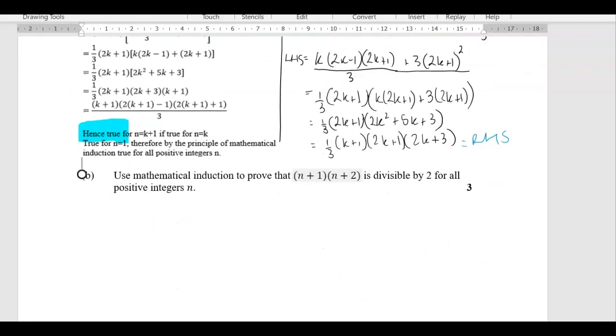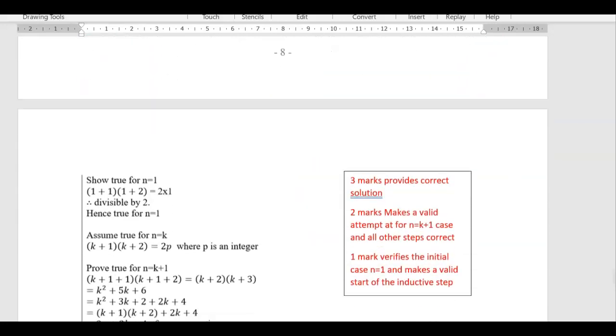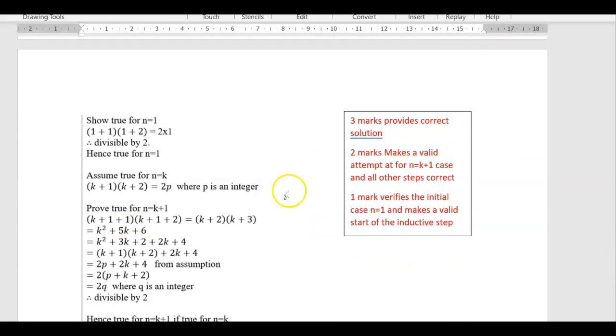The second one, we were using induction to prove that n plus 1, n plus 2 is divisible by 2. It's the same marking schedule. Okay, if you got all of that out, you got 3. 2 marks if you attempted the n plus 1 case, a good attempt, okay, but you didn't quite get it out, and 1 mark if you just verified the initial n equals 1 case.